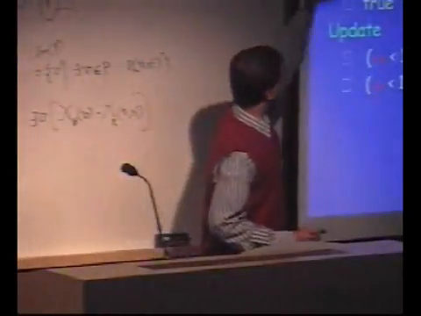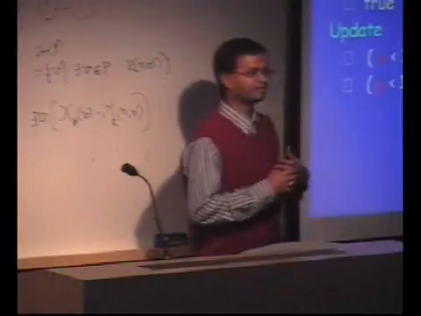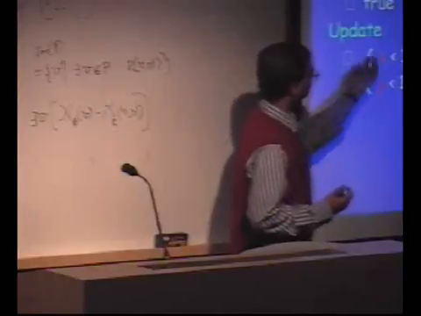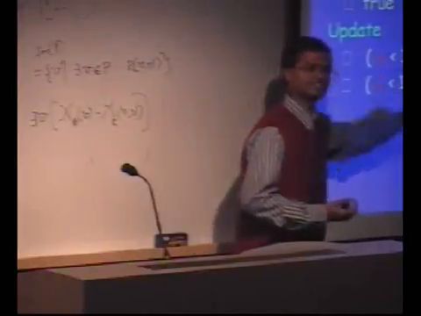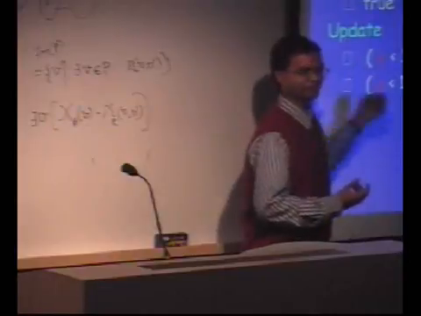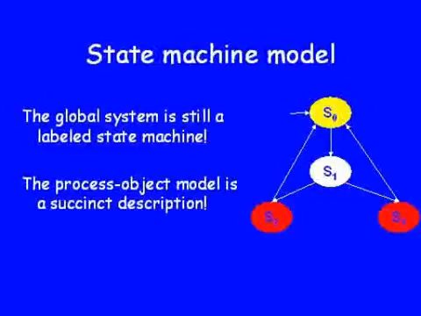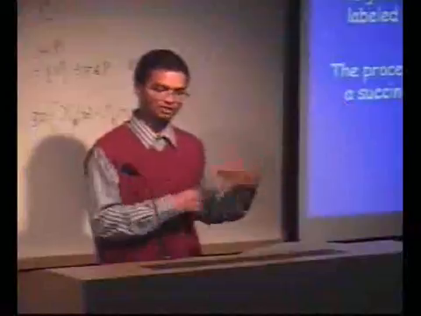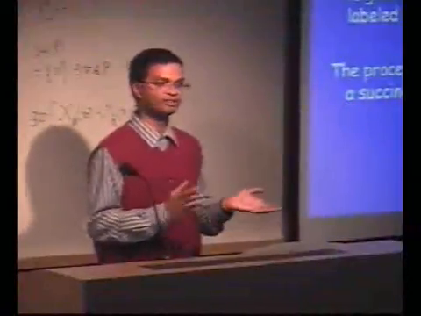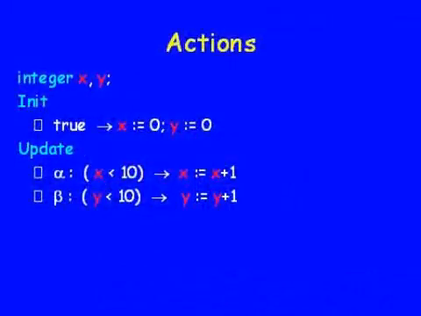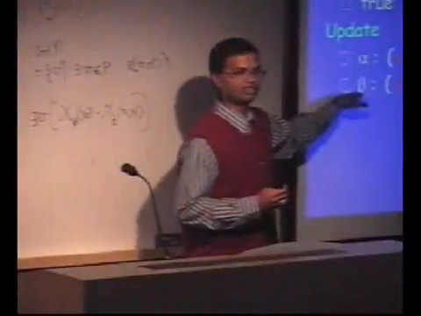So the semantics is that you have a bunch of variables, and then at each step, one guard is chosen which is enabled, and then it is executed. And then another guard is chosen, maybe the same one, and then executed. The global system is still a labeled state machine. You could still think about the system as a state transition graph, but it will be much bigger. And the process object model is a succinct description, just as circuits are a succinct description of state spaces. So it's convenient to talk about actions when you talk about partial order reductions. What are actions? Actions are just labels given to guarded commands.